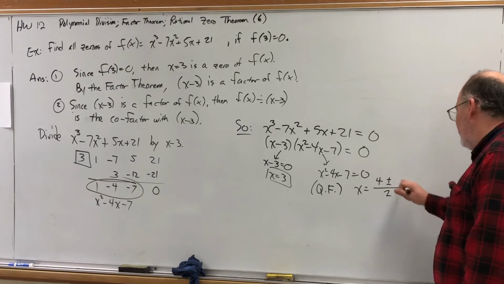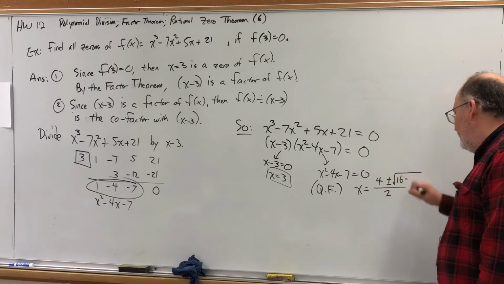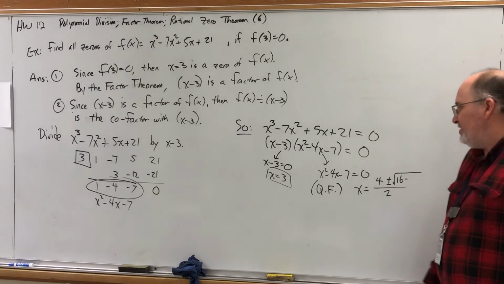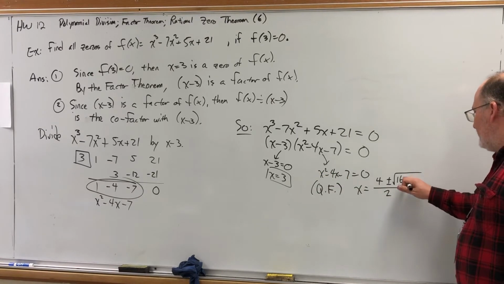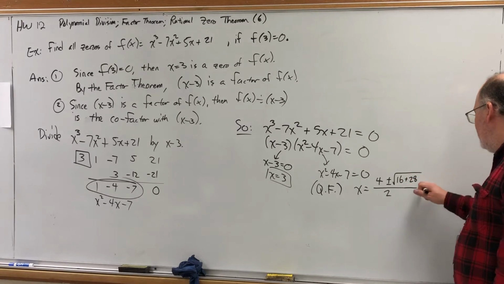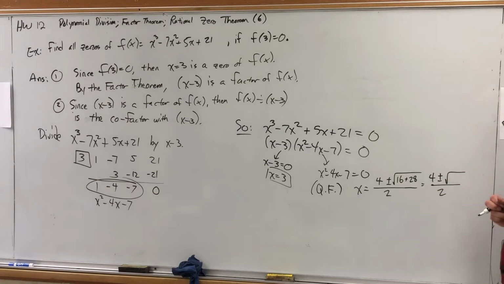I'd have to do some reducing, square root of b squared, so negative 4 squared is 16, minus 4 times a times c. 4 times 1 times negative 7 is negative 28. So minus negative 28 is positive 28. So we get 4 plus or minus the square root of, looks like it's going to be 44. Oh, that's just screaming to be reduced. I can split 44 into 4 times 11.